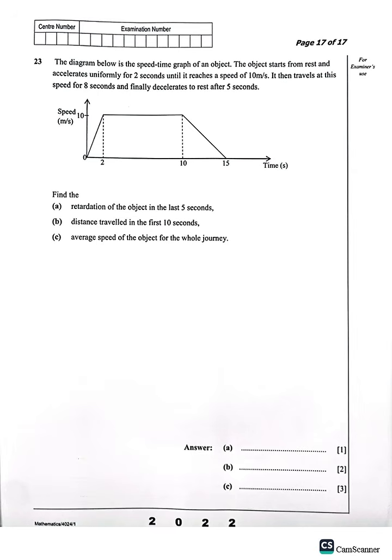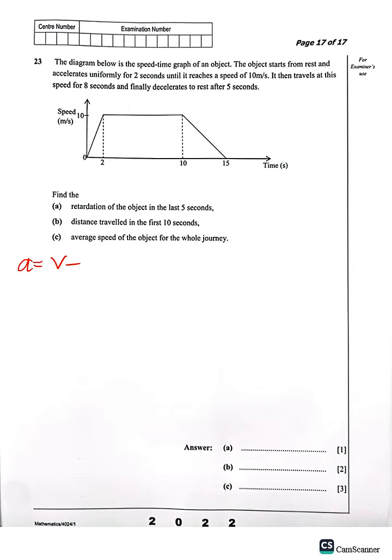The object starts from rest and accelerates uniformly for 2 seconds until it reaches a speed of 10 meters per second. It then travels at this speed for 8 seconds and finally decides to rest after 5 seconds. The first one, find the retardation of the object in the last 5 seconds.